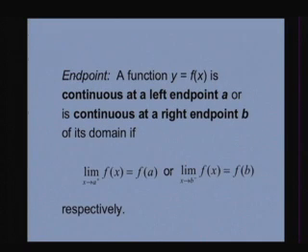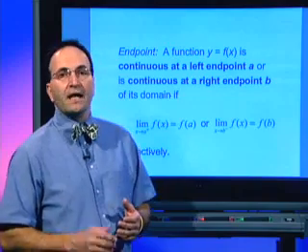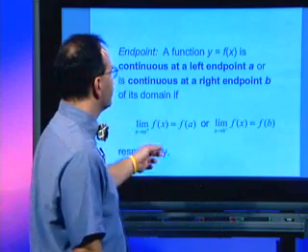Now, for an endpoint, a function y equals f of x is continuous at a left endpoint a, or is continuous at a right endpoint b, of its domain if the limit as x goes to a from the positive side of f of x is f of a, or the limit as x goes to b from the negative side of f of x is equal to f of b, respectively. Once again, let's look at an example to illustrate this particular definition.